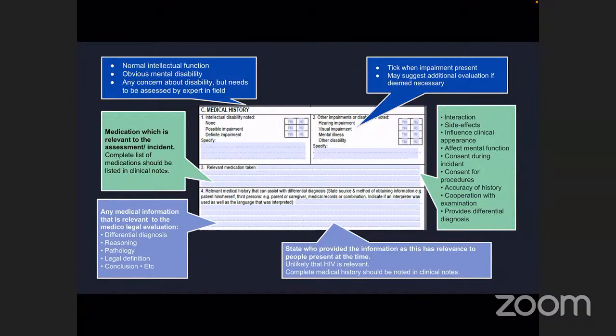The third part of the medical history is a list of complete medications that are relevant to the case, because in your clinical notes, you will have a full list of medications from your past medical history. And then in this section, you'll add in relevant medications to note whether there's interactions, side effects, anything that could affect the mental function of the individual or affect their ability to give consent for certain incidents. The fourth section talks about relevant medical history that aids with your differential diagnosis.